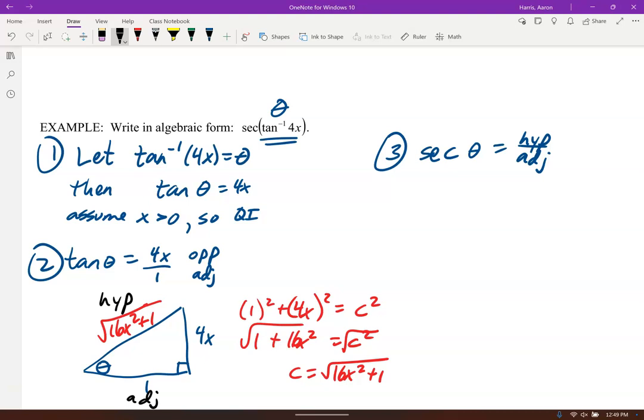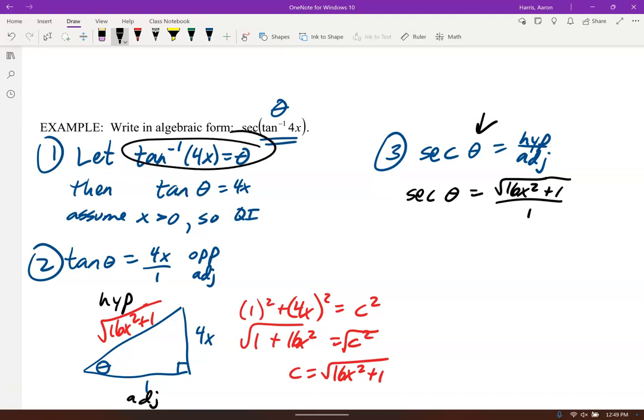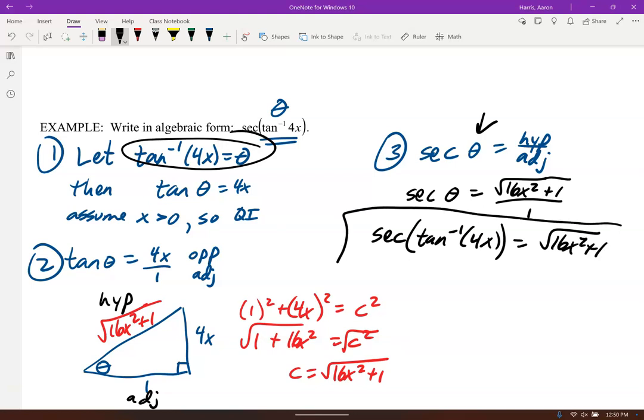So it looks like the secant of theta is the square root of 16x squared plus 1 all over the adjacent, which is 1. Remember theta was our arctangent of 4x. So in other words, the secant of the arctangent of 4x is that square root of 16x squared plus 1 all over 1. And we've solved that.